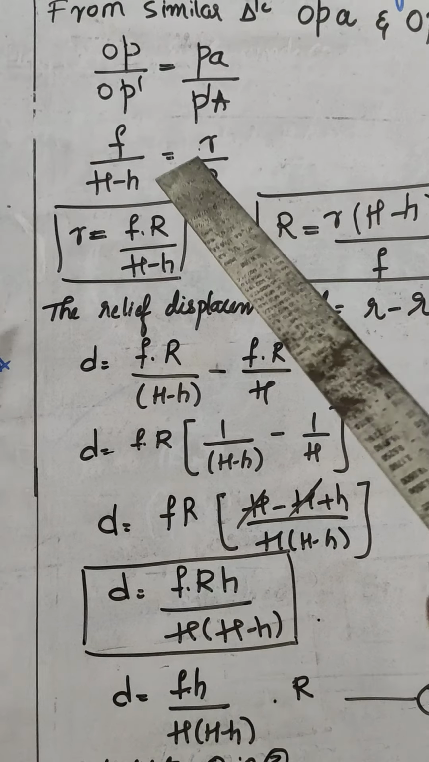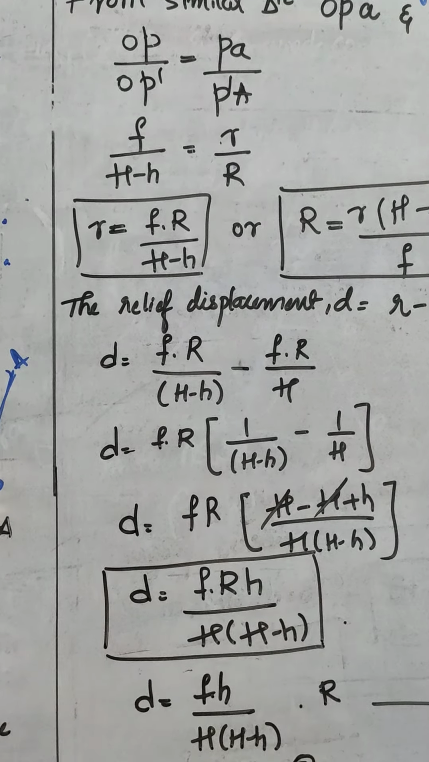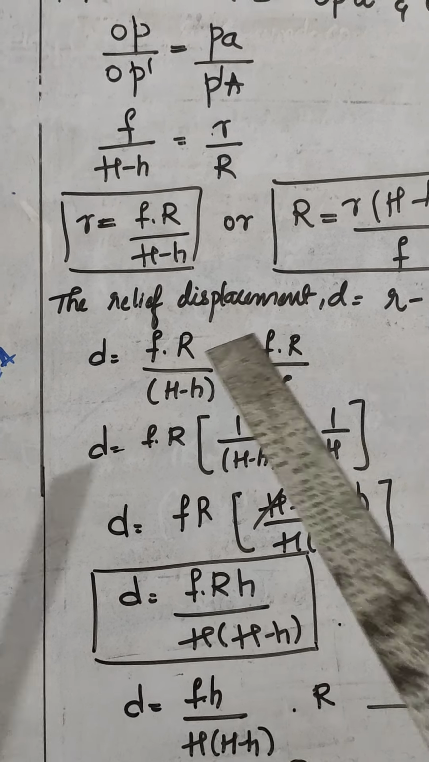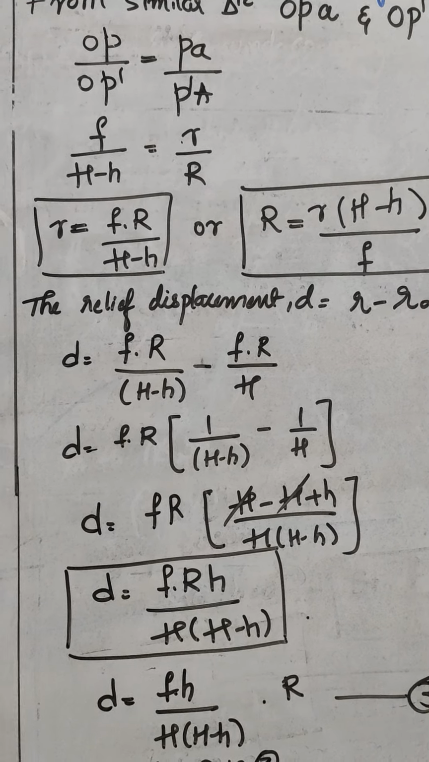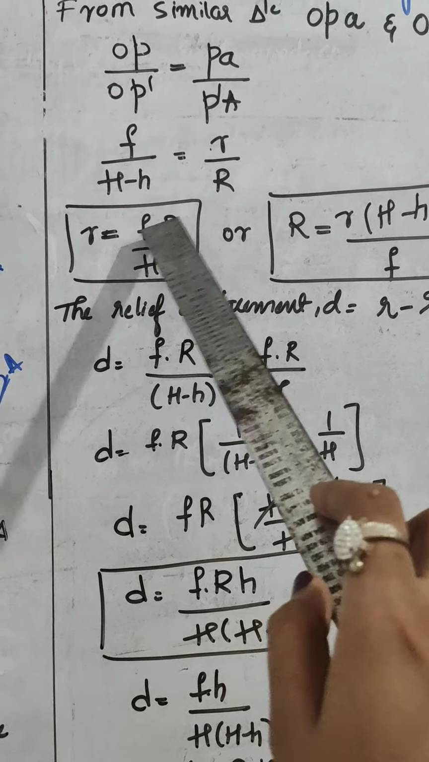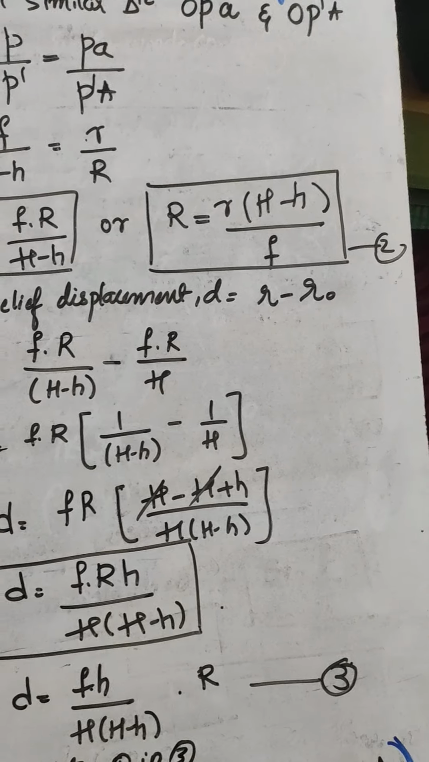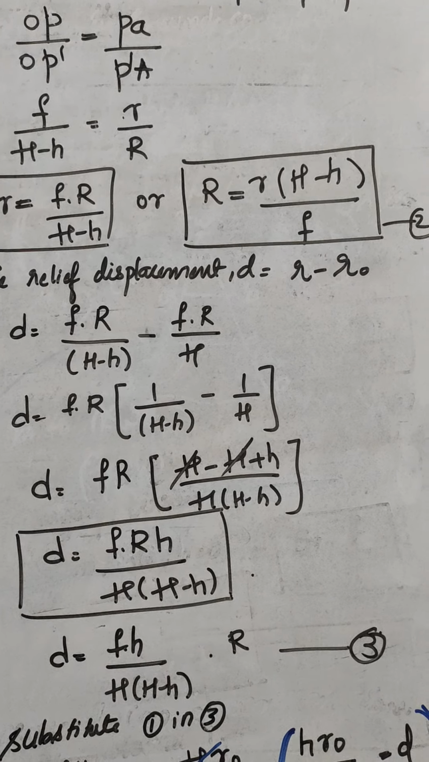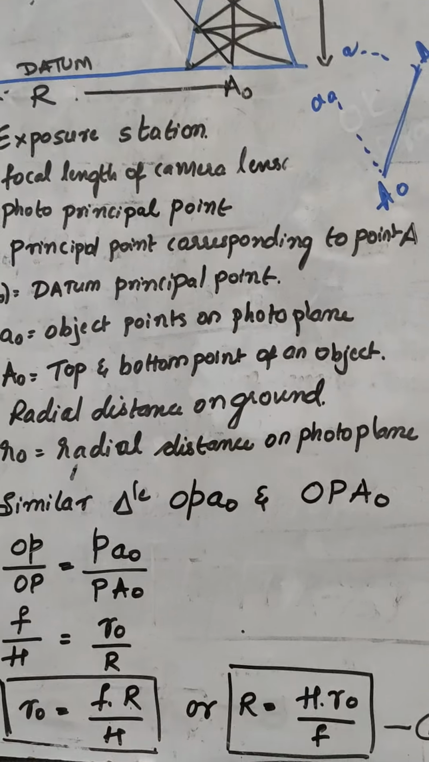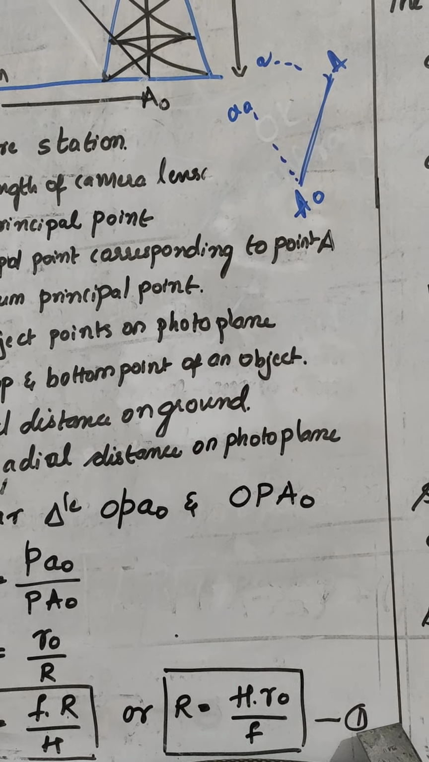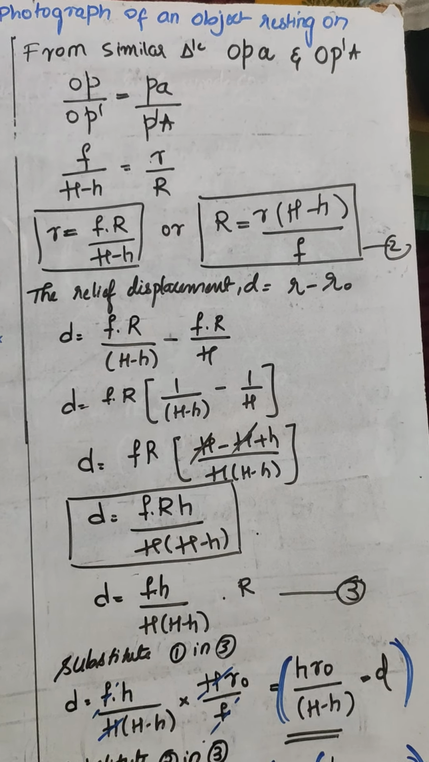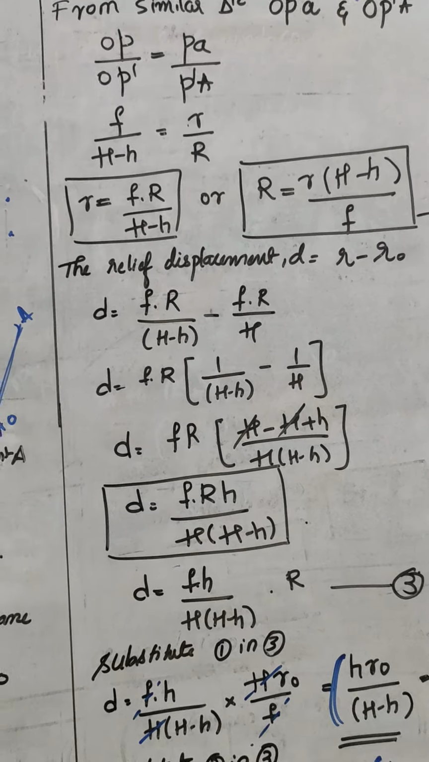Finally, here also, once we write the equation for small r, then we write the equation for capital R. If you take small r to this side, it becomes f R by H minus h. In a similar way, if you write for capital R, this is the equation you obtain. We take the previous capital R equation as equation 1, and the one from the similar angle triangle here as equation 2.